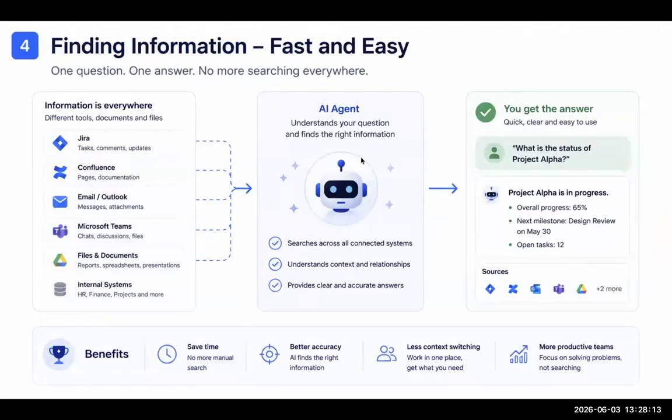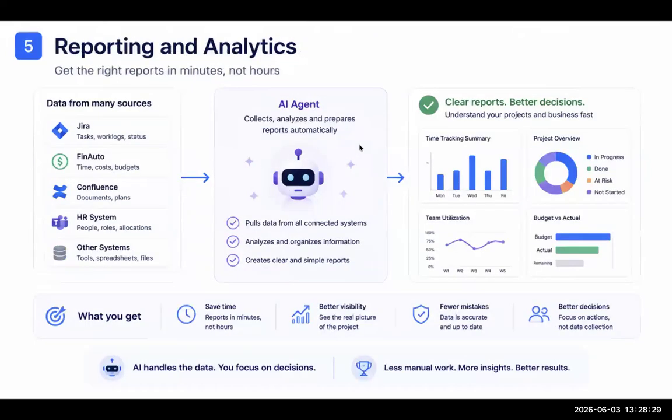Another problem is finding information. Information is stored in many places. Now we can ask the AI agent and get one answer and save a lot of time. Managers need reports. AI can collect information automatically and can prepare reports for you. This means less time collecting data and more time for creative work.